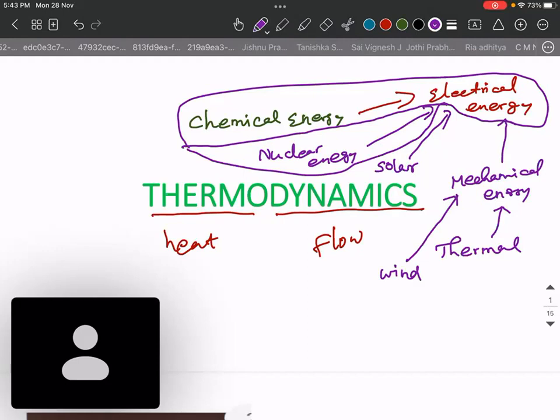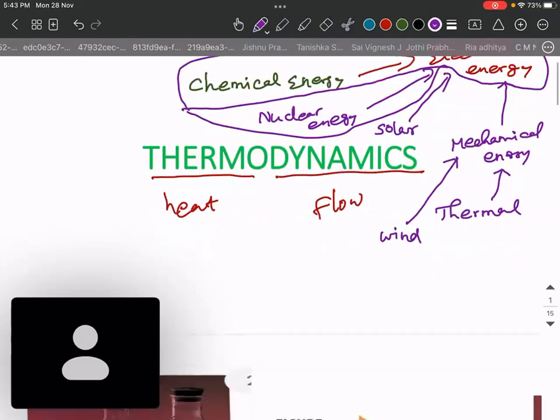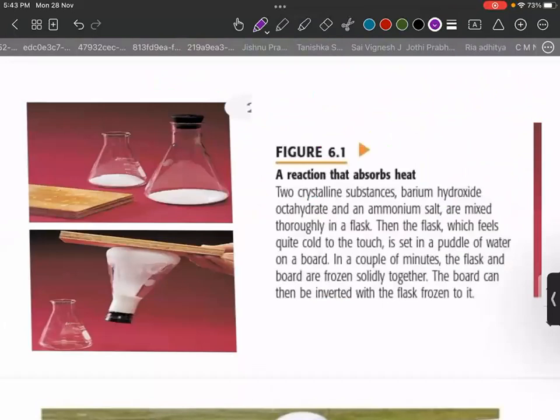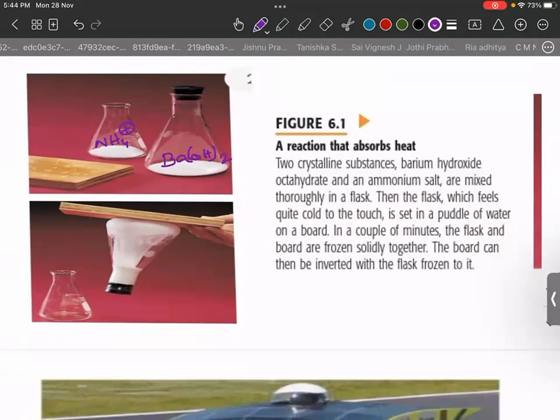Okay. Now, look at this picture. We are not going into the subject directly. First, we look at this picture. In the picture, we have barium hydroxide and ammonium salt. This will be the barium hydroxide salt, and this will be the ammonium salt. The flask contains the two salts separately, and once you put water into it, one feels cold, and within a couple of minutes the flask gets frozen and solidified together. If you invert it, the solution will stick to it.